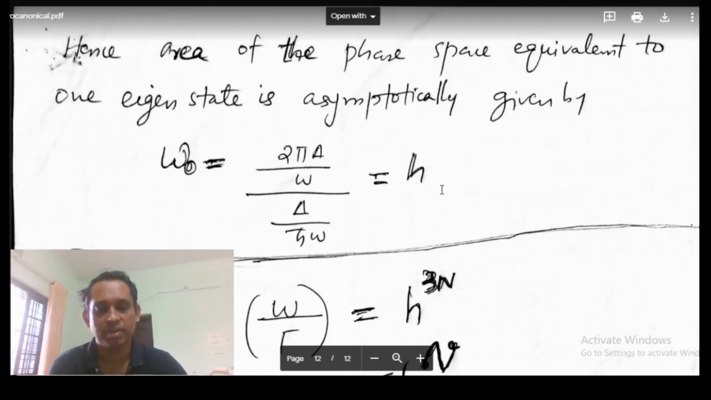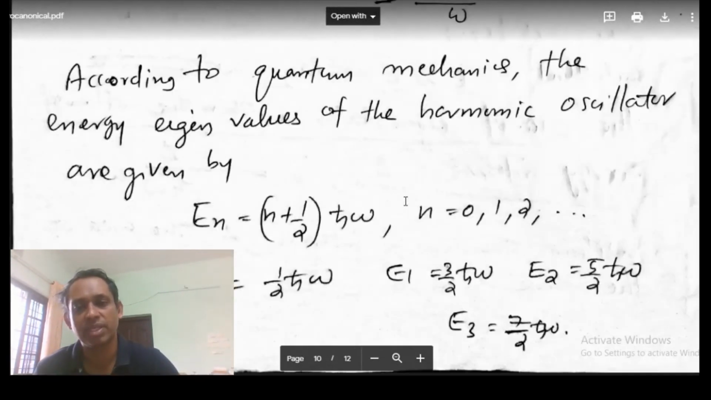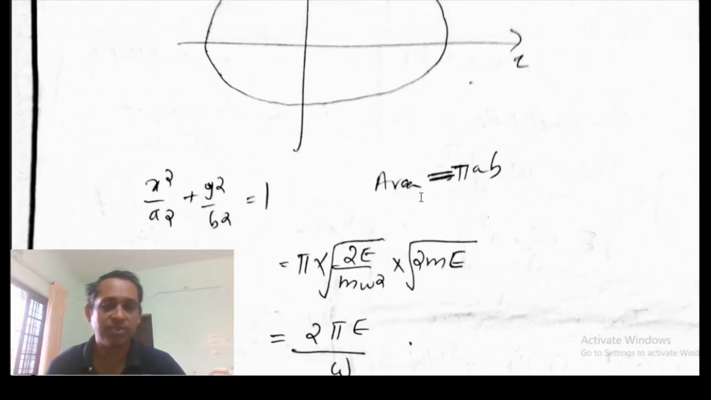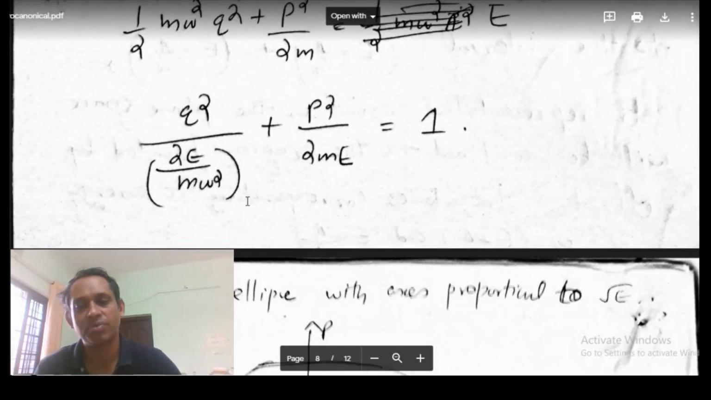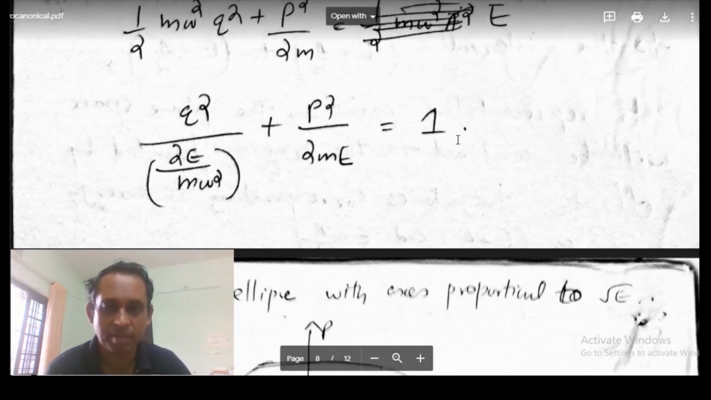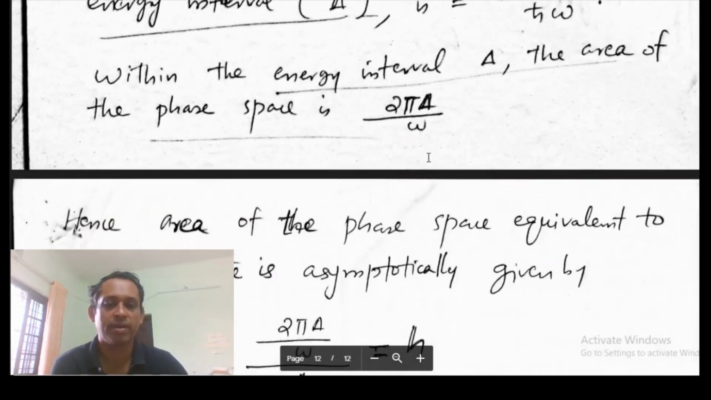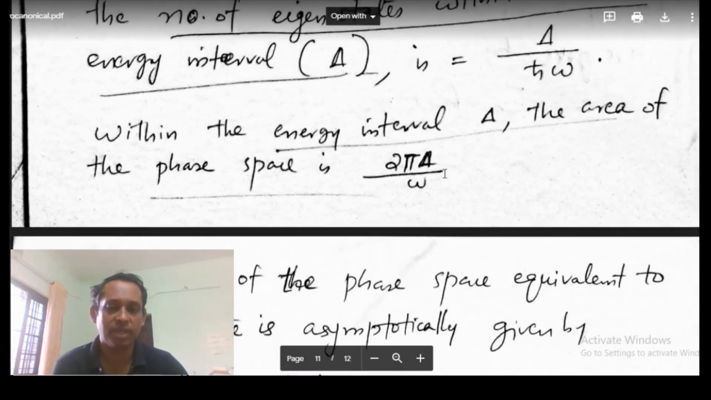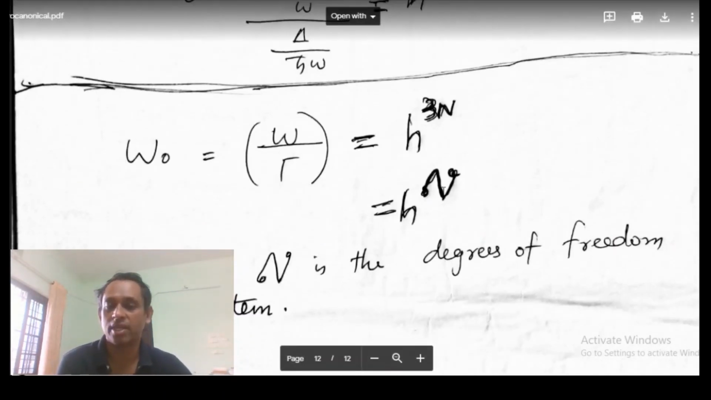where here the number of degrees of freedom is 1. The total number of independent harmonic terms present in the Hamiltonian is 1. We say it is 1 because the energy is fixed here, energy is a constant of motion. So because of that we say the total number of independent harmonic terms present in the Hamiltonian is just 1. So the degrees of freedom here is 1. So we say we have got ω₀ as h. So again it satisfies our general relation.